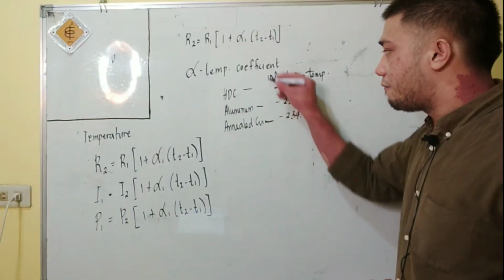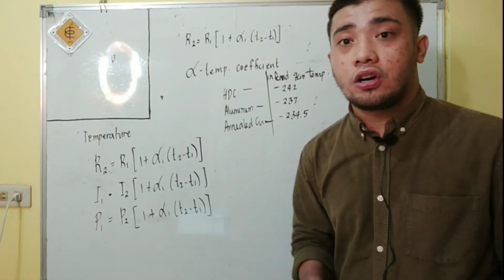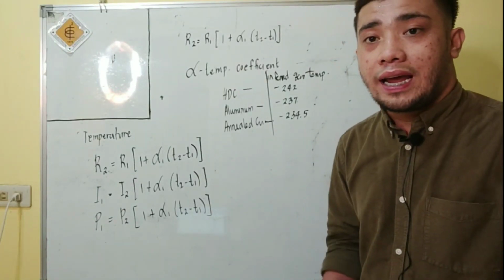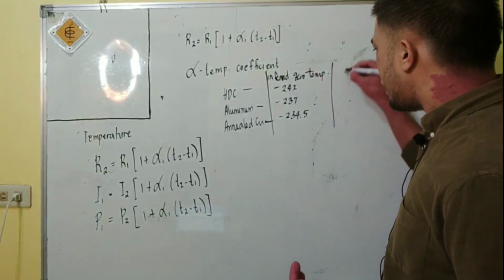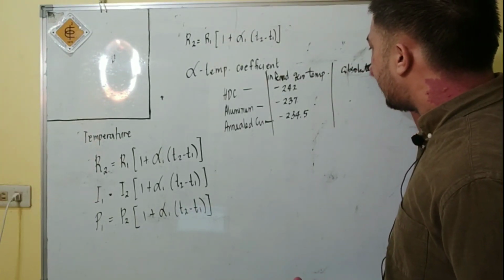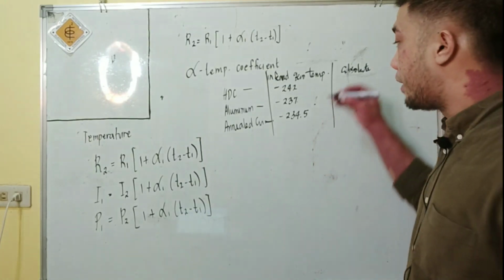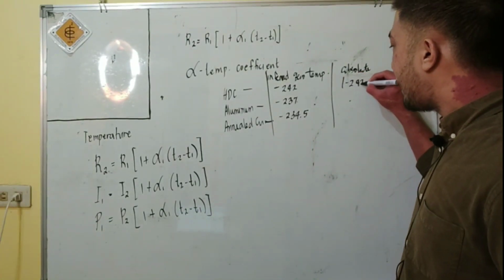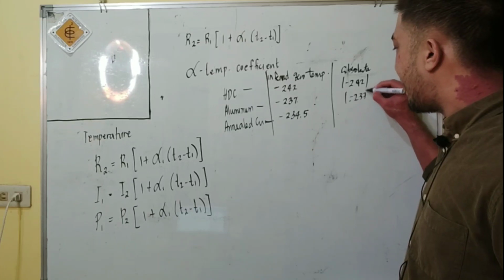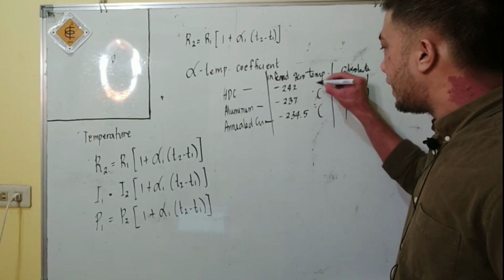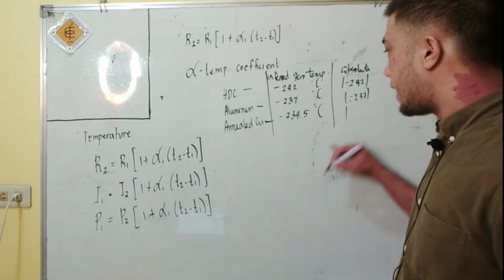So, it's negative because it's beyond the 0 degrees Celsius. Therefore, it's negative. And you can just get the absolute value of it, or the absolute inferred zero temperature. So, you just have to take the absolute value of this negative value. So, they're all in degrees Celsius.